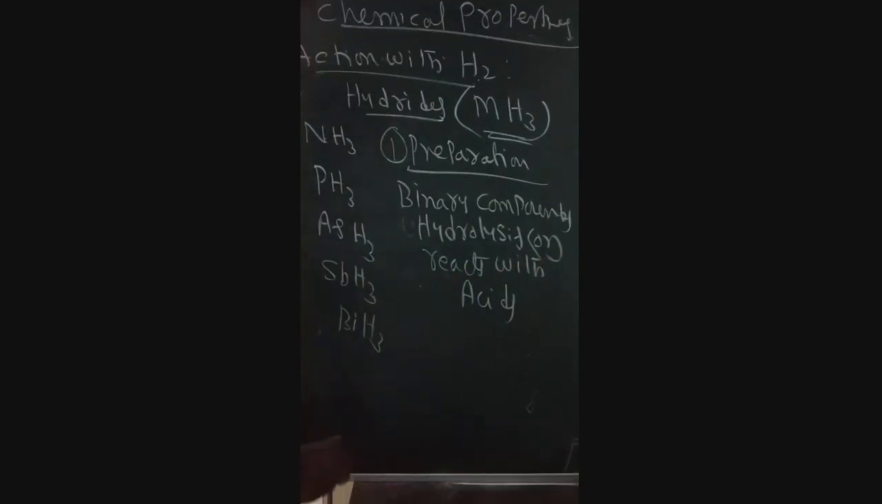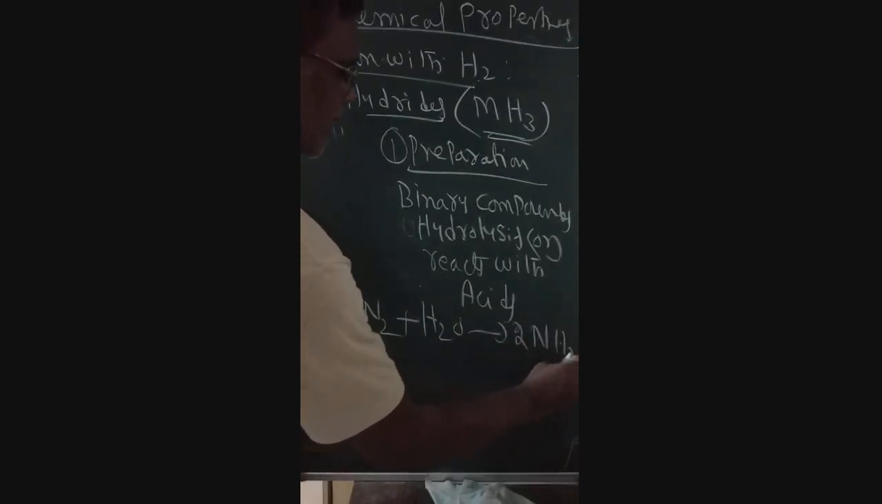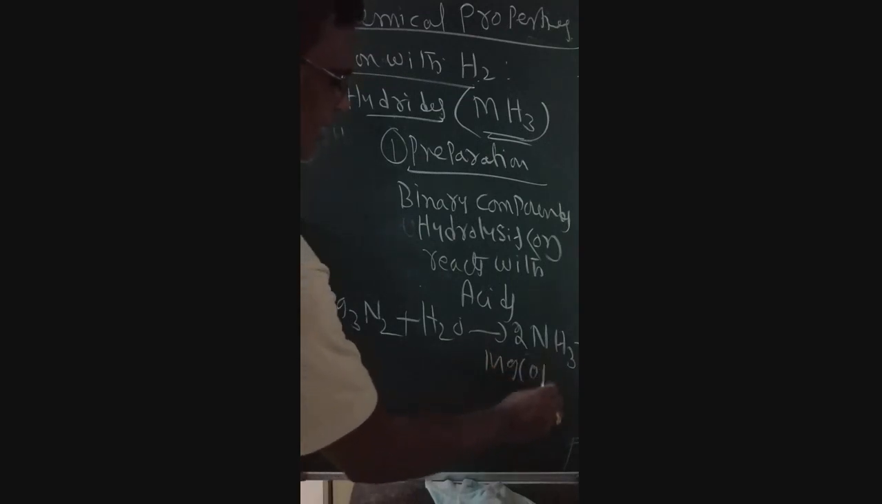Children, I give some examples here. One example is magnesium nitride, Mg3N2. This is a binary compound of nitrogen. Binary means it is made of two elements; magnesium is a second group element, that is why it is bivalent. Magnesium nitride undergoes hydrolysis with H2O. Then the product is 2 moles of ammonia plus the byproduct magnesium hydroxide.